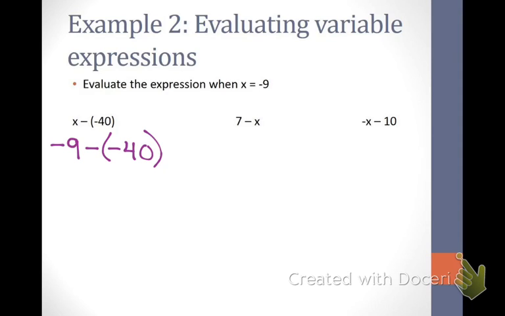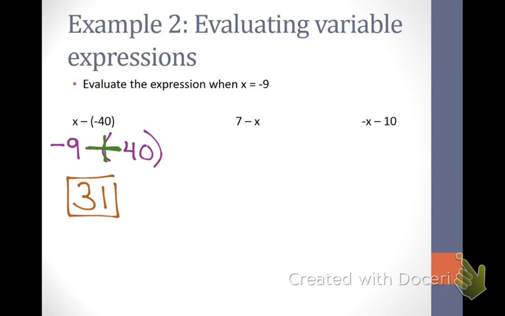That double negative I have to recognize and change it to a positive. Now I can see that I have 1 negative and 1 positive, so what do you do? Not add, but subtract. So 40 minus 9 is 31.